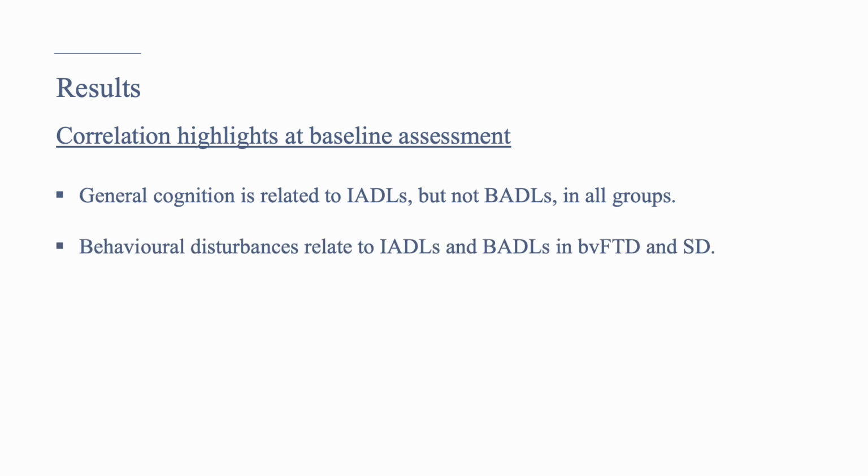Turning our attention to behaviour, in the behavioural variant FTD and semantic groups, significant associations were found between instrumental and basic activities and all behaviour categories surveyed, including abnormal behaviour, mood, eating habits, stereotypical behaviour, and motivation.